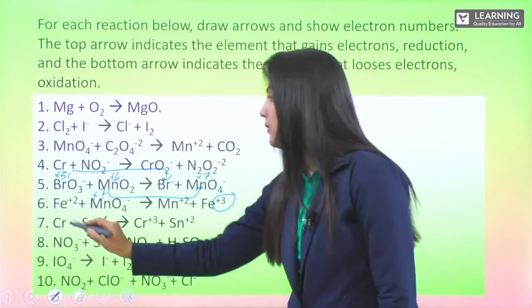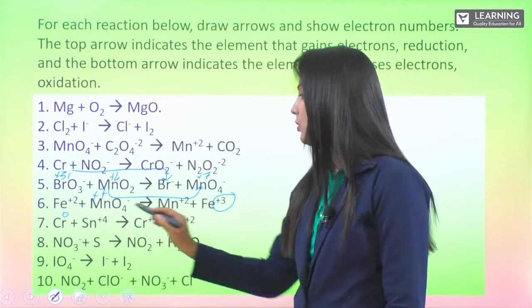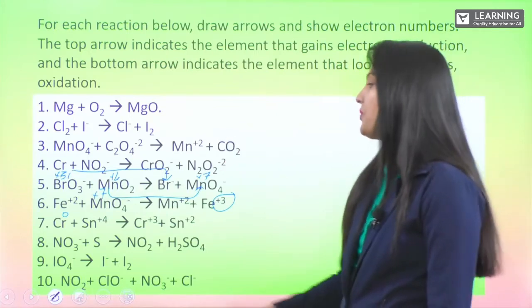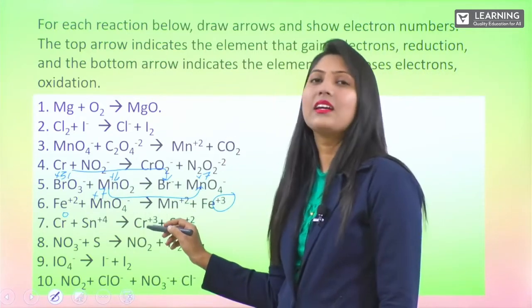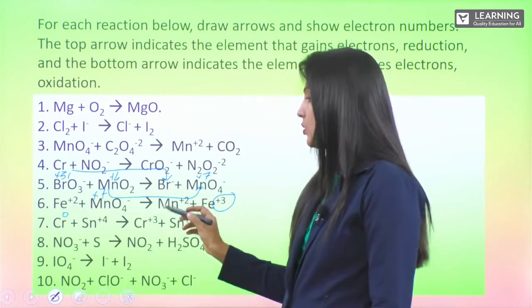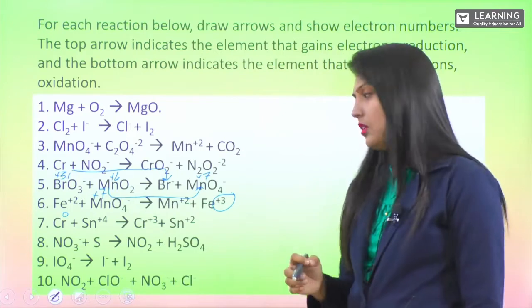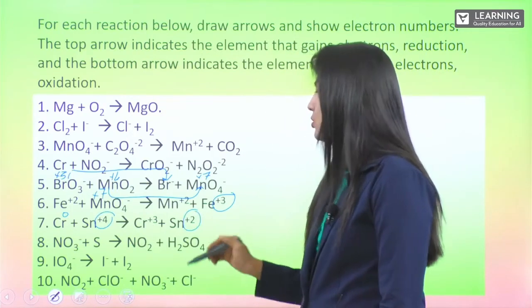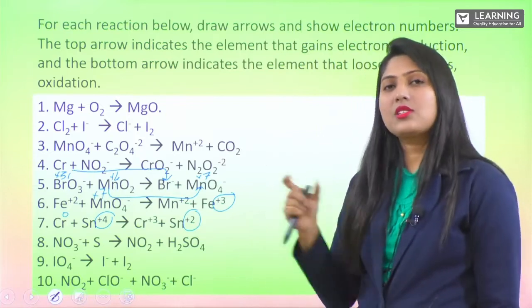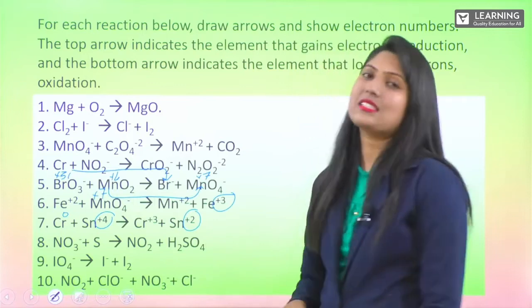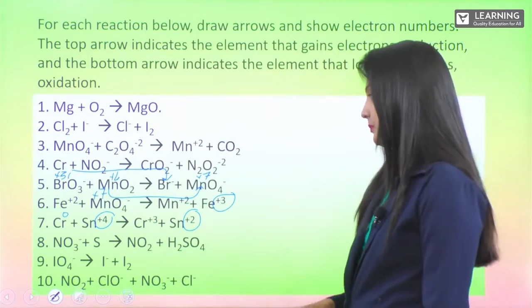Next, chromium is 0 in the elementary state, 0 to plus 3. So as we see in the other cases also, 0 to plus 3 is an increase in oxidation number and loss of electron takes place. So it is undergoing oxidation reaction. Whereas Sn is plus 4 and here it is plus 2, so it is reduced. The oxidation number is reduced, or gain of electrons. So we can say stannous is undergoing reduction.